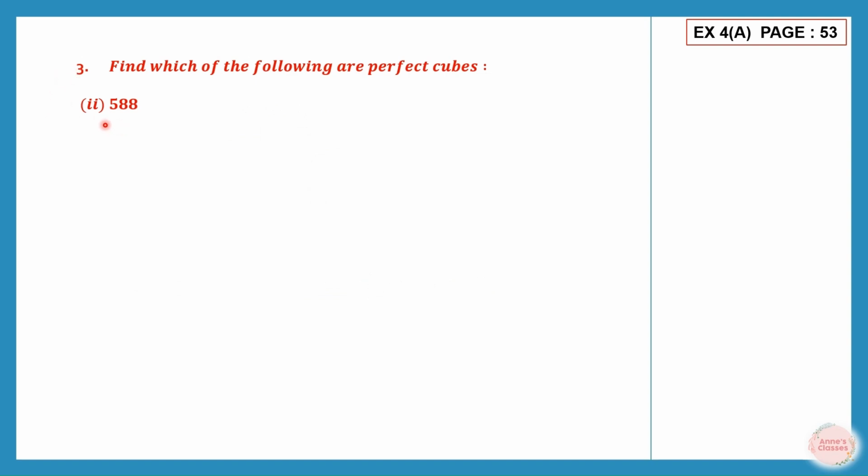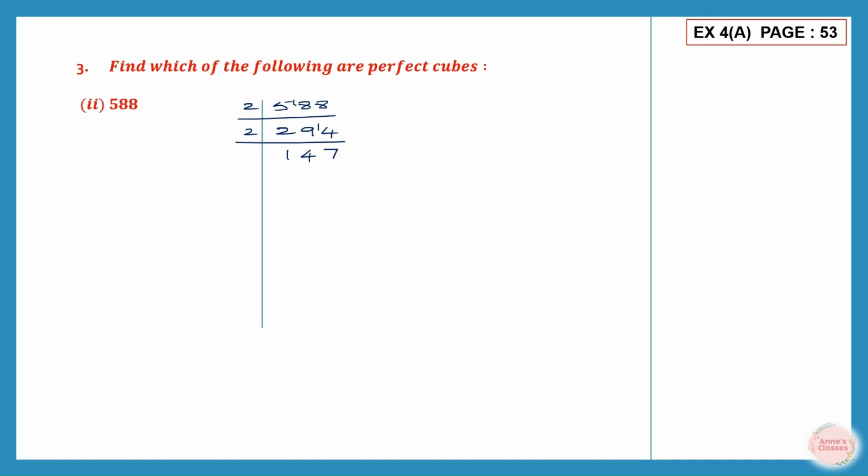Question 3, the second one. Let's see if this number 588 is a perfect cube. So let's find the prime factors of 588. 588 is an even number, so we can divide it by 2. 2 twos are 4, there's 1 left, 18, 2 nines are 18, 2 fours are 8. Again with 2, 2 ones are 2, then we have 9, 2 fours are 8. There's 1 left, 2 sevens are 14.